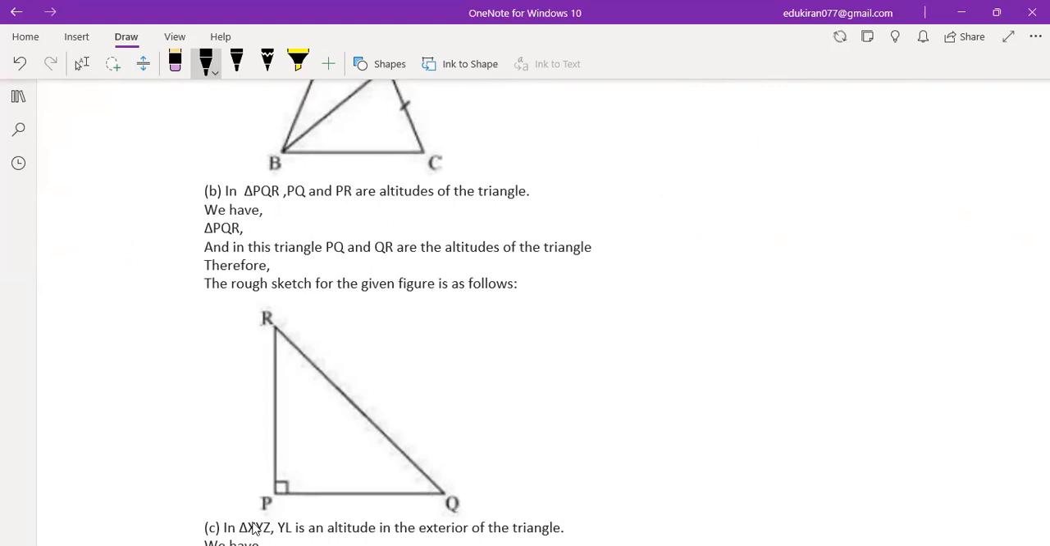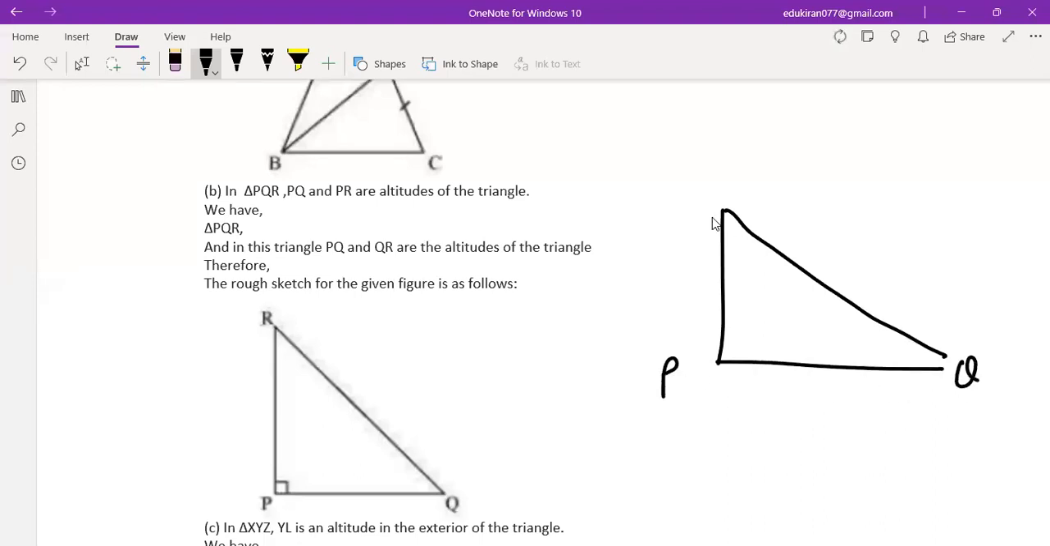Then coming to the next one, in a triangle PQR, PQ and PR are the altitudes of the triangle. So here you go. This is how you will make it. Right? P, Q, R. There are basically PQ, this is also 90 degrees, and this PR is also 90 degrees. Clear? This 90 degrees for both, for this one as well and for this one as well.